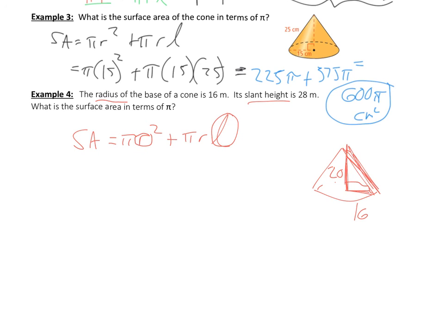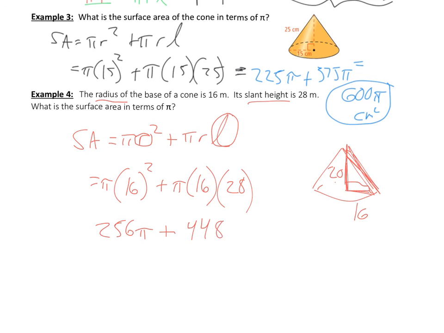Another possibility is they give you the diameter instead of the radius. Well, if they give you the diameter, just cut that in half to get the radius. Either way, since it's very much just a formula, the radius here is 16, so it'll be 16 squared plus pi times 16 times, they told me the slant height was 28. And so I do this math in my calculator. And so I'll end up getting 256 pi plus 448 pi. And that'll be a total sum of 704 times pi meters squared.